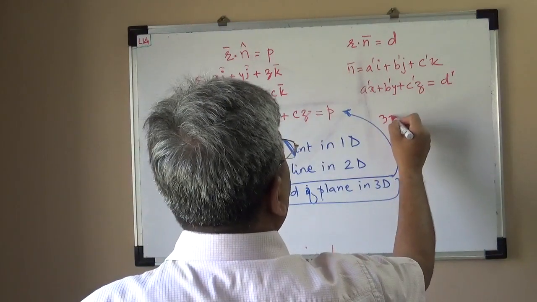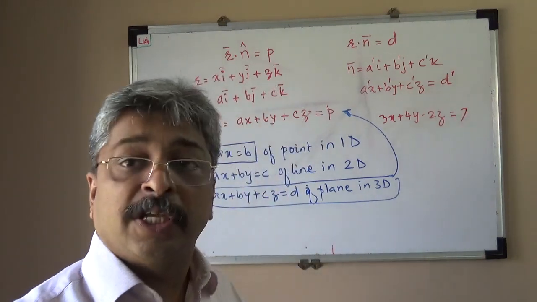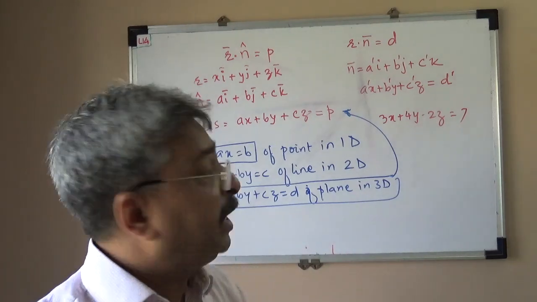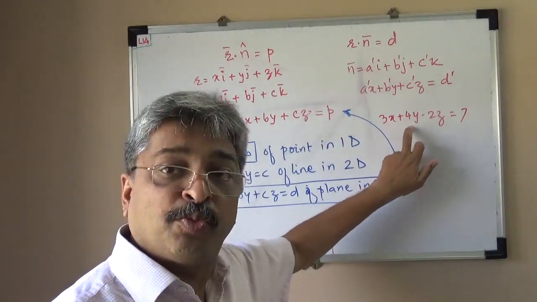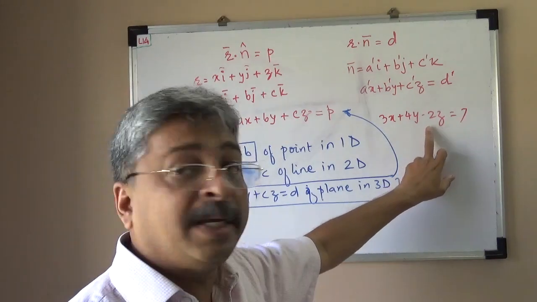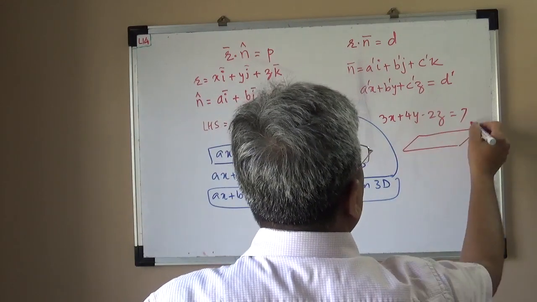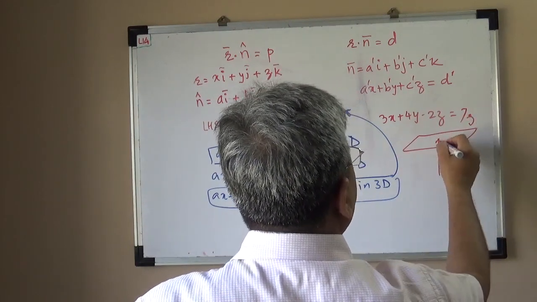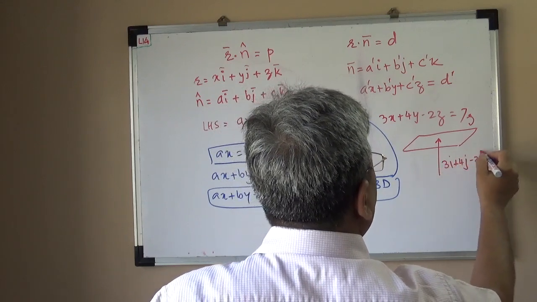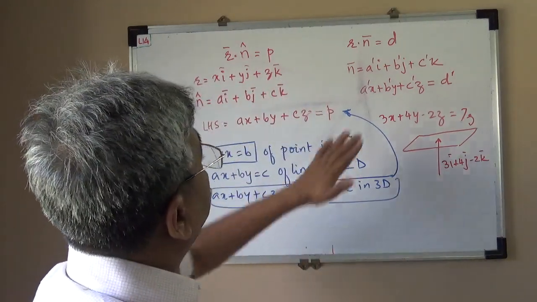Suppose I give you 3x plus 4y minus 2z is equal to 7. Suppose this is the equation of a plane, then what is the vector which is perpendicular to this plane? It is 3i plus 4j minus 2k. That is the perpendicular vector, because if this is the equation of plane, then the normal n is going to be along 3i plus 4j minus 2k. So that is what is important, and we get those coefficients back over there.